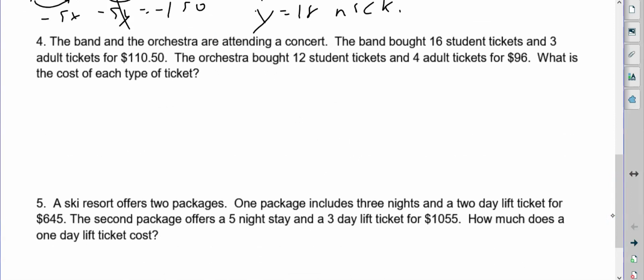All right. The band and the orchestra are attending a concert. Band bought 16 student and 3 adult. So X is student. I'm going to say Y is adult. It's very important to always define your variables.